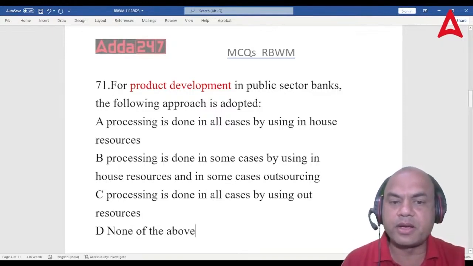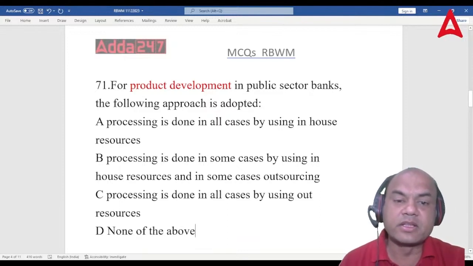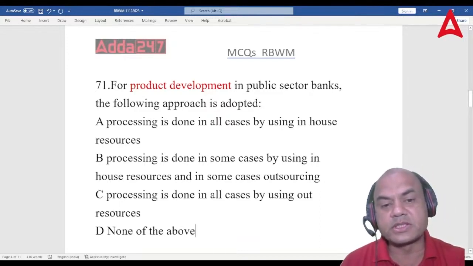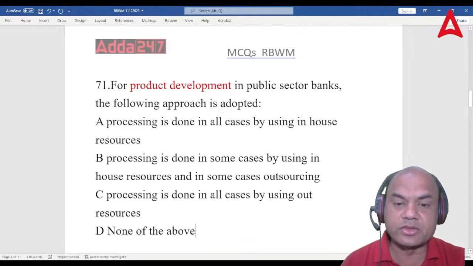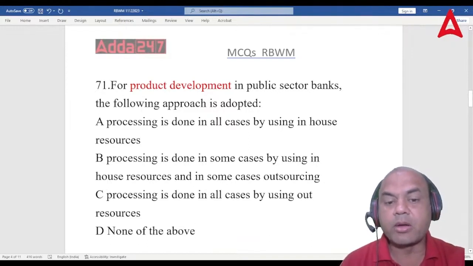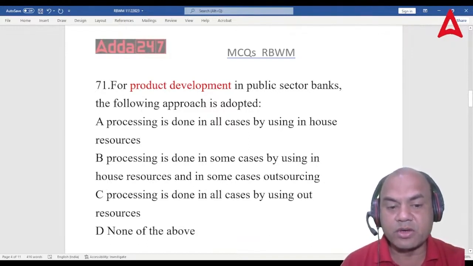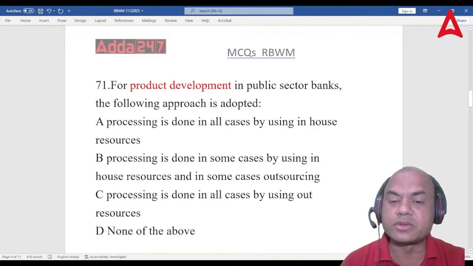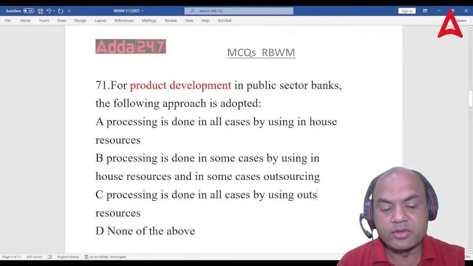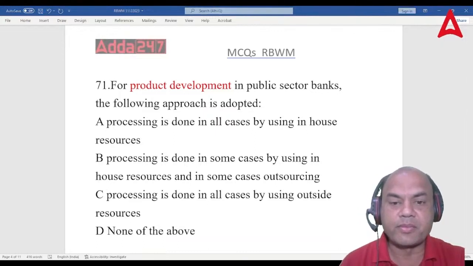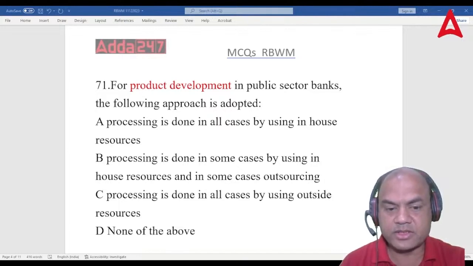So product development in public sector banks, the following approach is adopted. Processing is done in all cases by using in-house, so completely in-house, or partial in-house and partial outsourcing, or processing is done in all cases by using outside resources. Out means outside resources. Okay. So what is the true answer over here? What do you think?